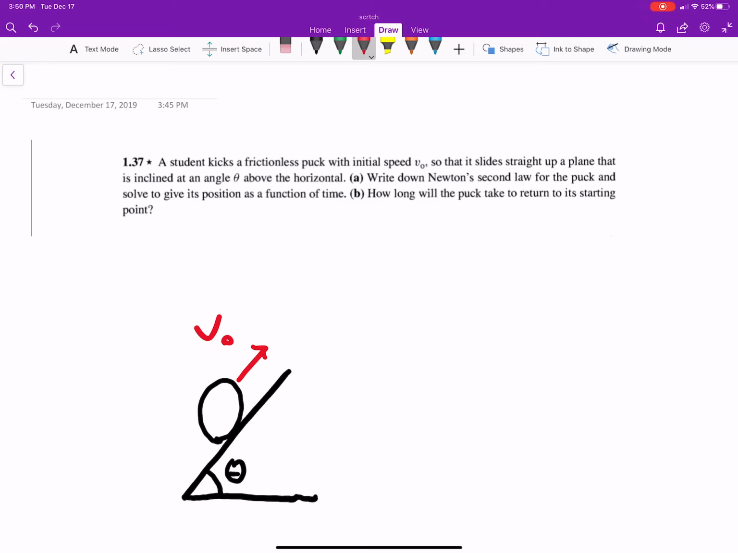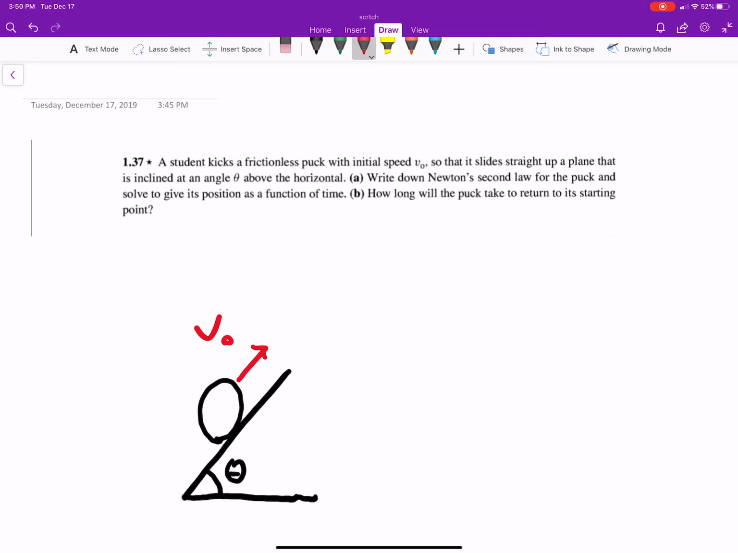All right, so we're going to work through another problem using Newtonian physics. This one says, a student kicks a frictionless puck with an initial speed v0 so that it slides straight up a plane that is inclined at an angle theta above the horizontal. Write down Newton's second law for the puck and solve it for a position as a function of time. And then it asks, how long will it take for the puck to return to its starting point?